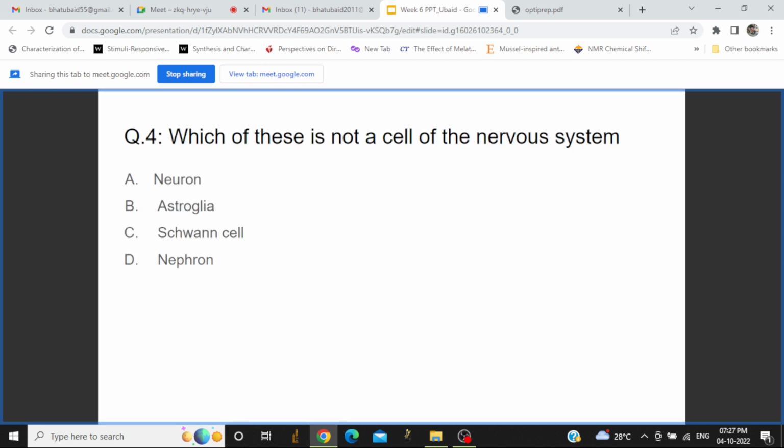So I will move to the next question. Question number 4 is, which of these is not a cell of a nervous system? Neuron, astroglia, Schwann cell, nephron. So I already discussed astroglia and neuron. You already know Schwann cells, they are also the supporter cells of the peripheral nervous system. And this nephron is not a cell of the nervous system, it is a filtration unit of the kidney. Yes, Archana.